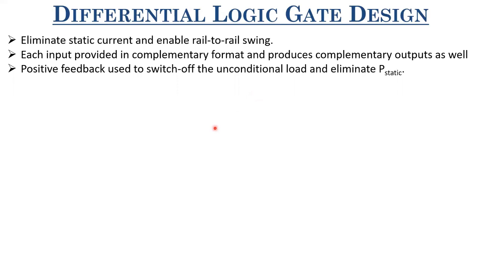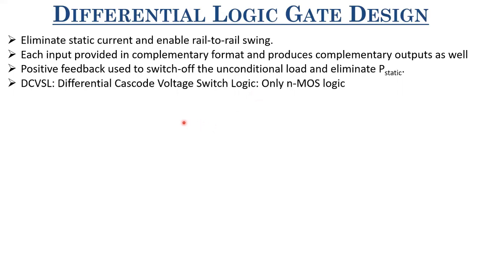There's this class of logic design which is known as differential cascode voltage switch logic, which is DCVSL. It's very important because it emerged out of this pseudo NMOS design itself, but it doesn't show you static current and it enables rail to rail swing. Here this DCVSL is only NMOS logic. There was no PMOS used here, right?